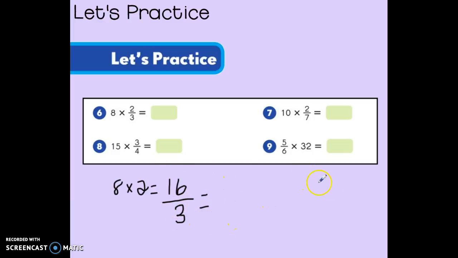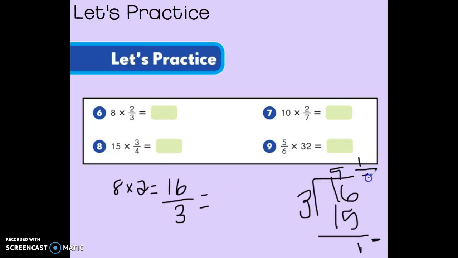Well, 3 goes into 16. Now this is really like a division problem. 16 divided by 3. 3 times 5 is 15. I have 1 left, so my answer is 5 1/3. So my final answer is 5 1/3.